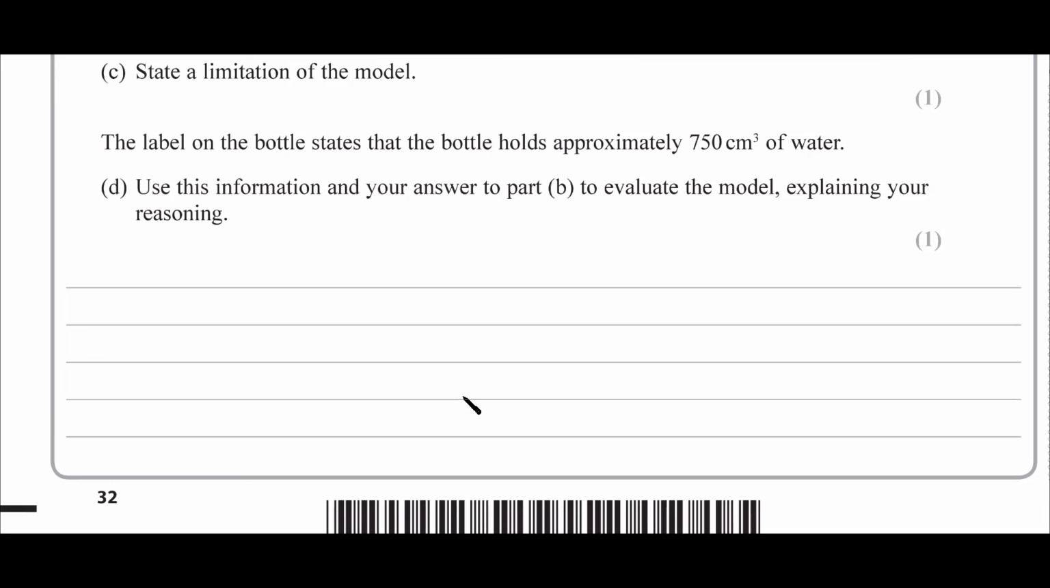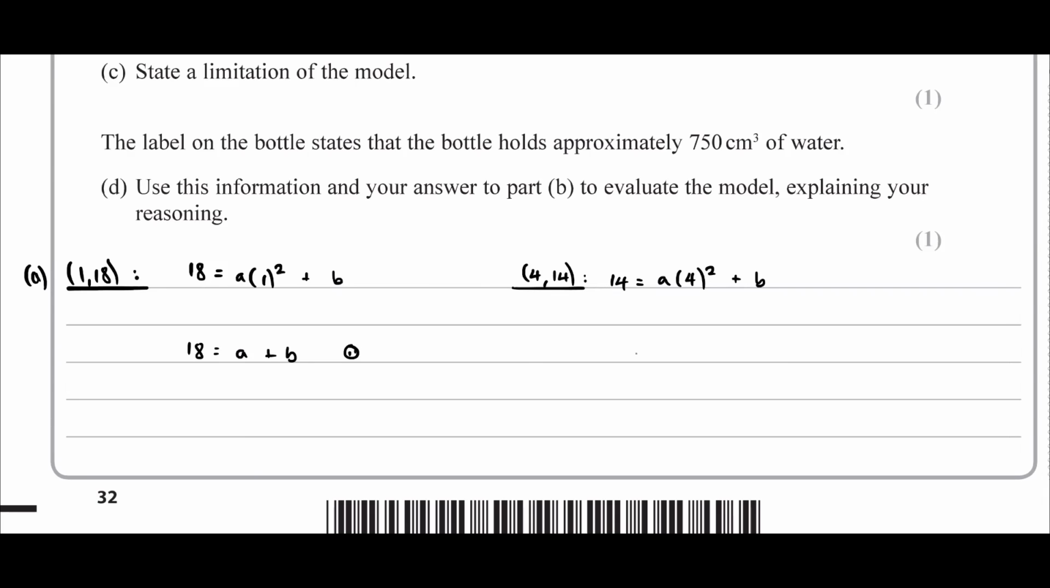So for part A, at the point 1, 18, we have 18 equals a lots of 1 squared plus b. So we have 18 equals a plus b. Call this equation 1. And if we consider the point 4, 14, and substituting that in, we have 14 equals a lots of 4 squared plus b. So we have 14 equals 16a plus b. We'll call this equation 2.